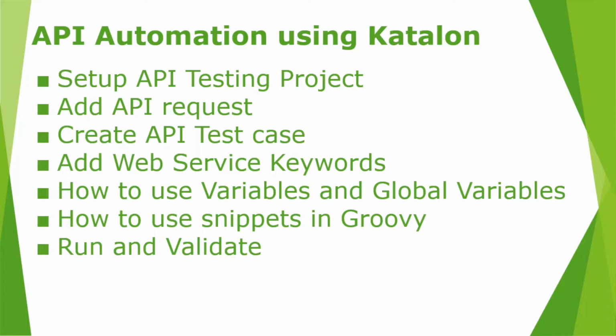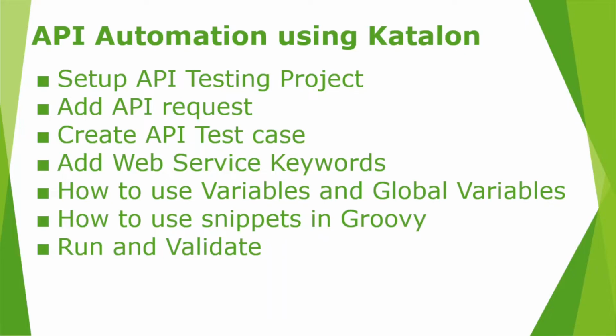Okay, and also we will be creating an API test case after adding all the API requests in the object repository. And we need to add web service keywords to send the requests, to update the request, and to perform the validations. So you will have web service keywords in Katalon that we will be using. And also I'm going to teach you how to use variables and also the global variables while automating the API requests. So why do we use variables and global variables?